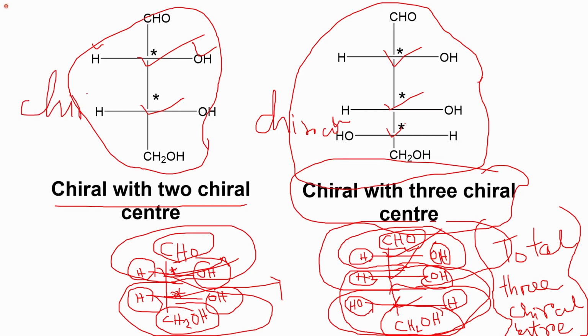Okay, so now you can see, here we have discussed two different examples: one molecule containing two chiral centers, and another molecule containing three chiral centers. Now we'll go to the next one.